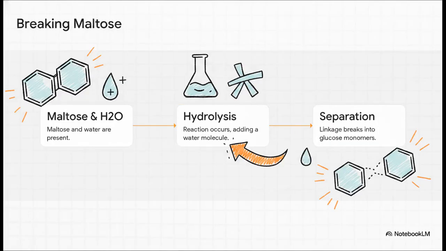But biological systems are highly dynamic, right? If your body suddenly needs a quick burst of energy, it has to break that maltose back down into usable single glucose units. And we do this by just throwing the entire process in reverse. We use a reaction called hydrolysis. By introducing a water molecule back into the mix, that alpha-1,4 glycosidic linkage gets severed, separating the dimer back into 2 individual alpha-glucose monomers that are ready to be burned for fuel.